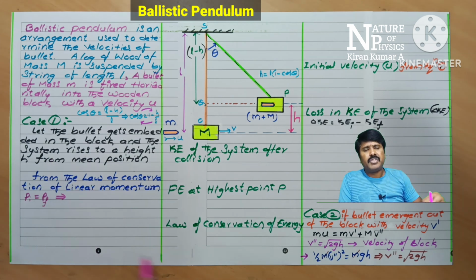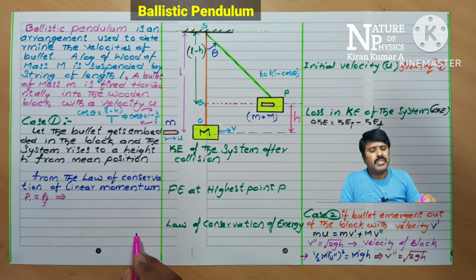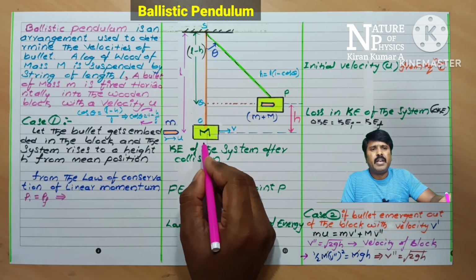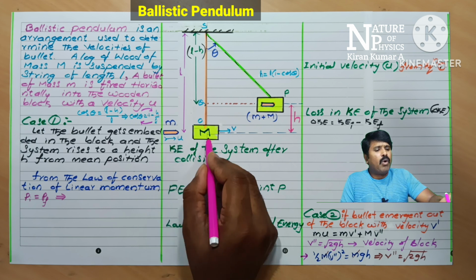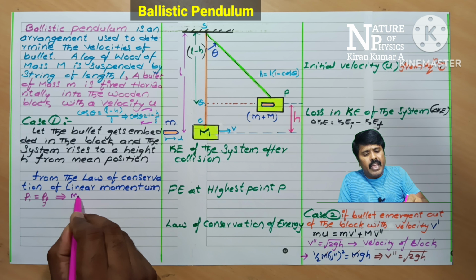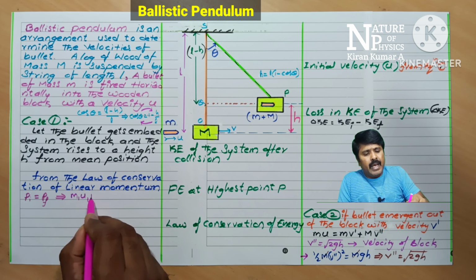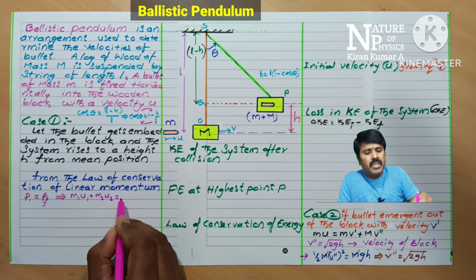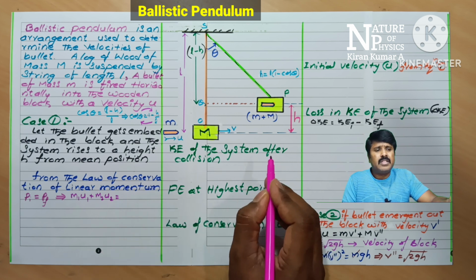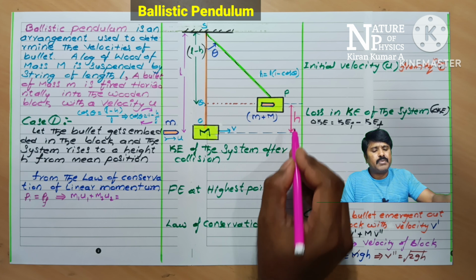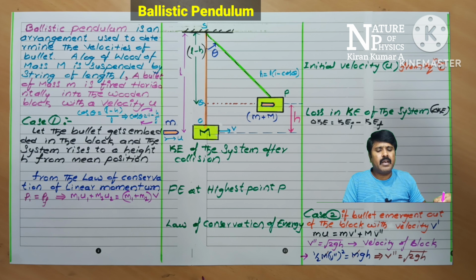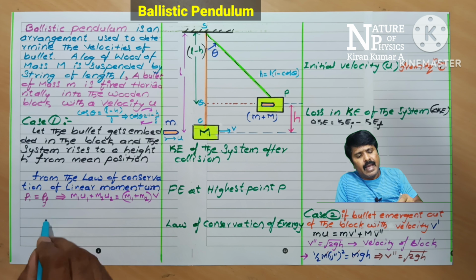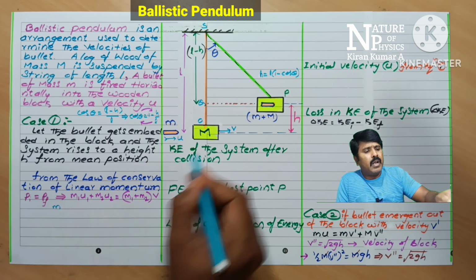Next, I'm going to explain the case 1 derivation. From the law of conservation of linear momentum, the momentum before the collision is equal to the momentum after the collision. Before the collision only the bullet is in motion, the block is at rest. That's why we can write m1 u1 plus m2 u2 is equal to, since this is an inelastic collision and after the collision both bodies move together, (m1 plus m2) times the common velocity v.